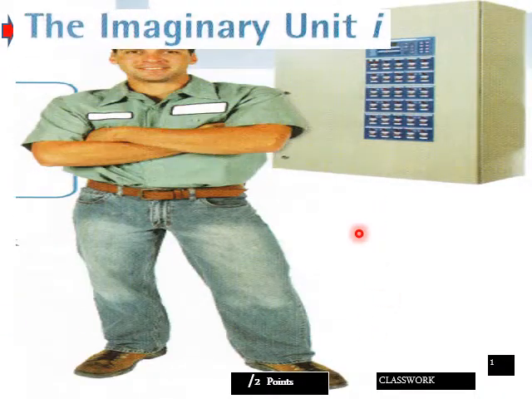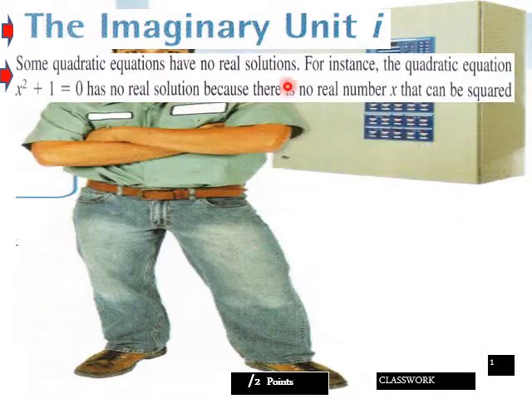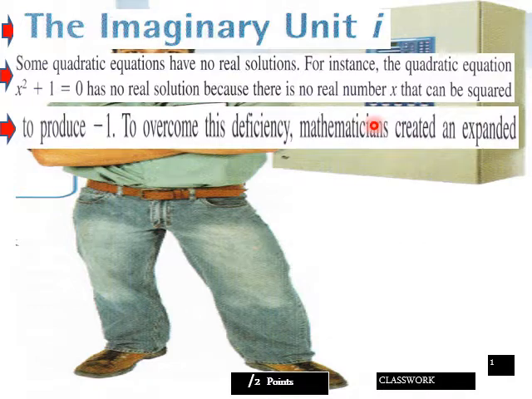Okay, onto our first page here, the imaginary unit i. Some quadratic equations have no real solutions. So a quadratic equation like x squared plus 1 equals 0 has no real solution because there is no real number x that can be squared to produce negative 1.